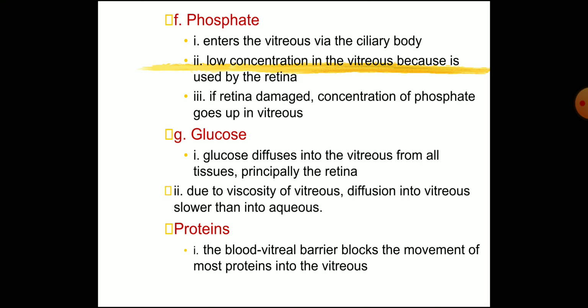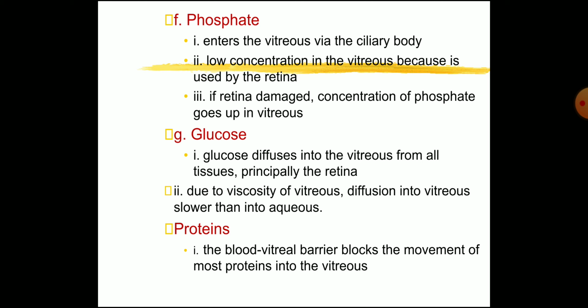The next is glucose. Glucose diffuses into the vitreous from all tissues, principally the retina. Due to the viscosity of the vitreous, diffusion into the vitreous is slower than into the aqueous. The viscosity of the vitreous is very high, that is why it is happening.